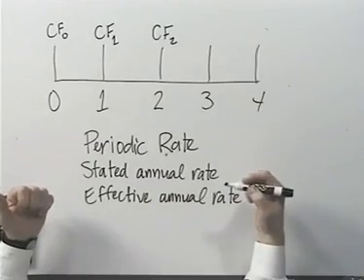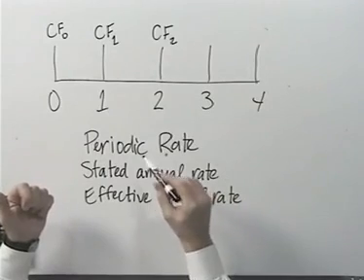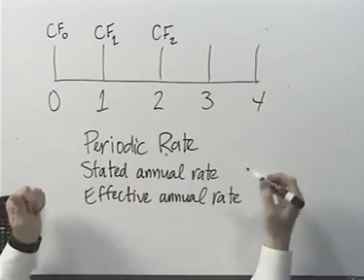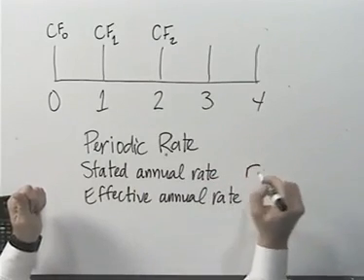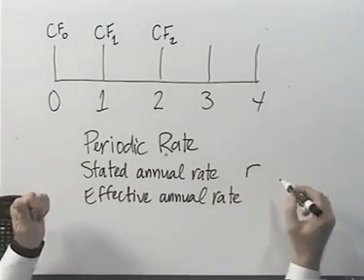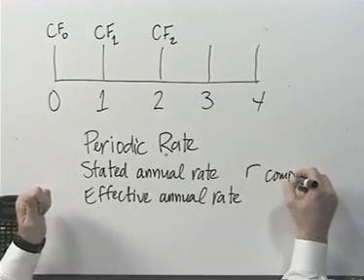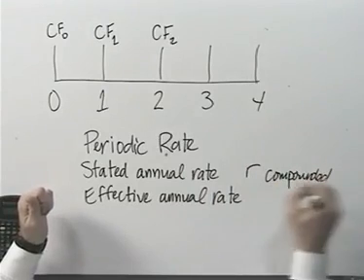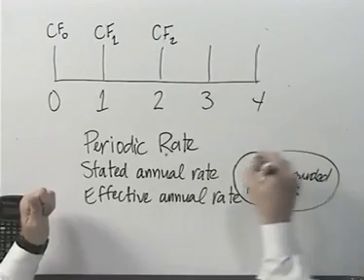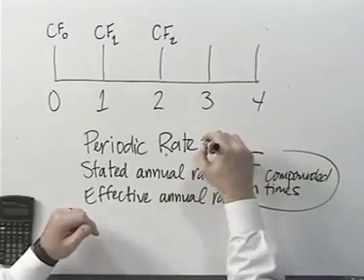What I'm going to be doing is trying to relate the effective annual rate, the stated annual rate, and the periodic rate to each other, and I'm going to use a formula to do that. In doing that, what I'm going to be denoting by R is the stated annual rate. R is going to be compounded m times per year. I'll put a circle around that and draw a line here. The periodic rate, on the other hand, can be found by taking R and dividing it by m.